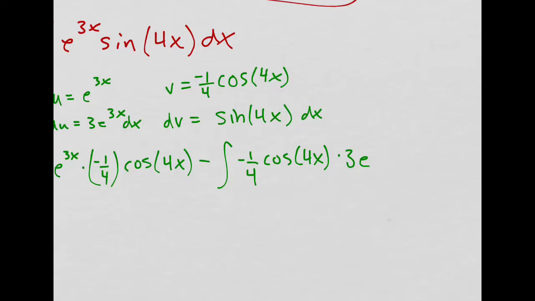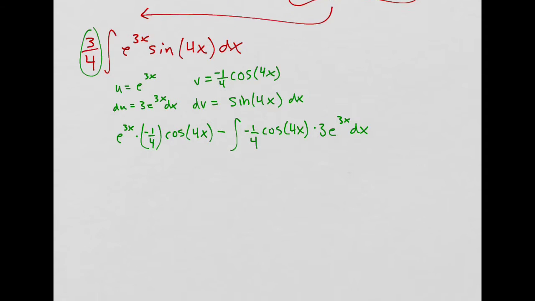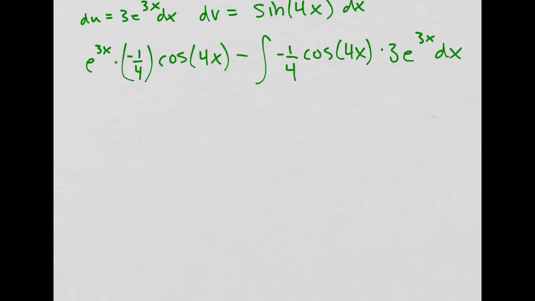3e to the 3x dx. And then I will simplify again. So I'll just take everything here. Oh, I haven't even paused the video. So I have, well, I guess I can simplify a little bit. Negative e to the 3x over 4 cosine of 4x.